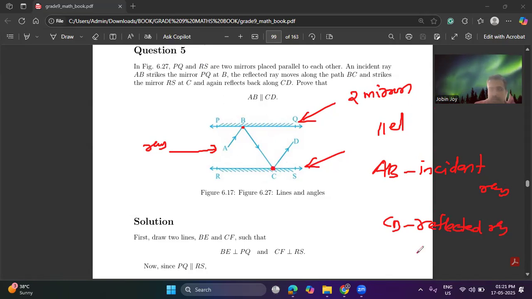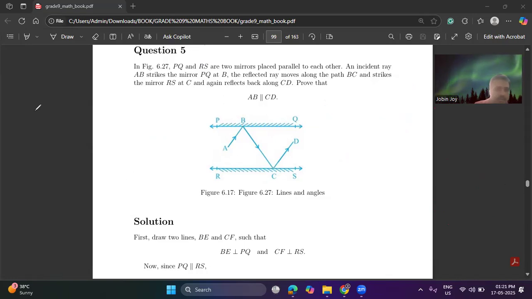So our aim is to prove that AB is parallel to CD. Okay, we will start with this. Through B, I will draw a vertical line like this. Similarly, through C also, I will draw one vertical line like this.